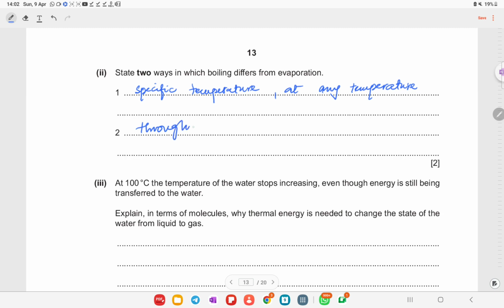In the case of boiling, it happens throughout the liquid, the whole liquid is moving and the particles of the liquid are moving, with bubbles forming. Whereas in the case of evaporation, it happens only at the top of the surface.